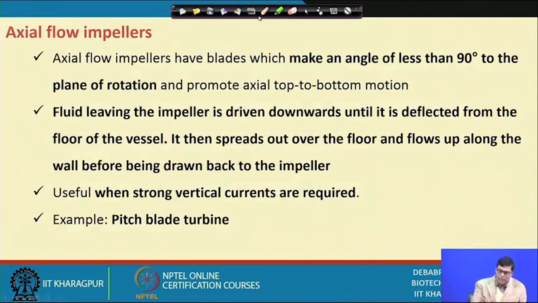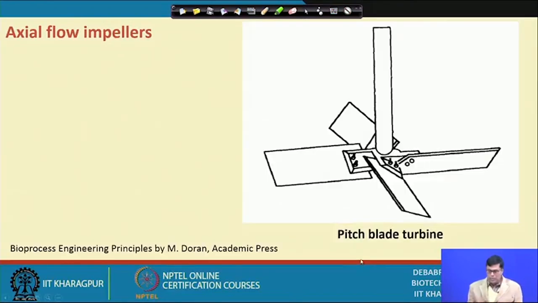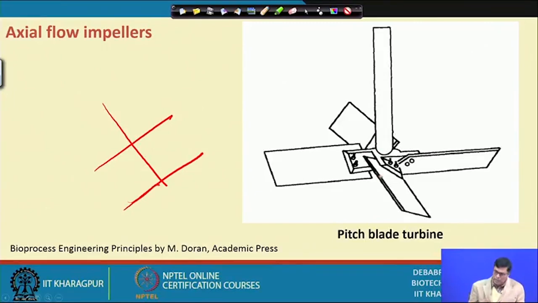Now another thing that we have is what we call the axial flow impeller. Let us see how it looks. You can easily find the pattern is a little bit different compared to the radial flow impeller. Here you find there is an angle. In the previous case, the blades were perpendicular to the shaft. Now the blades are not perpendicular; they maintain some kind of angle like this.